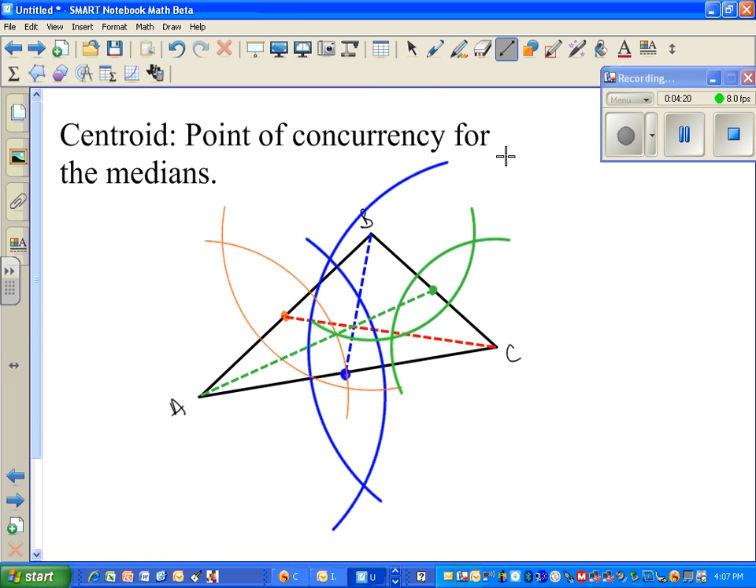Okay, so I have a point of concurrency. It doesn't matter, this is an obtuse triangle. It doesn't matter if your triangle is obtuse or acute. It's always going to land inside.